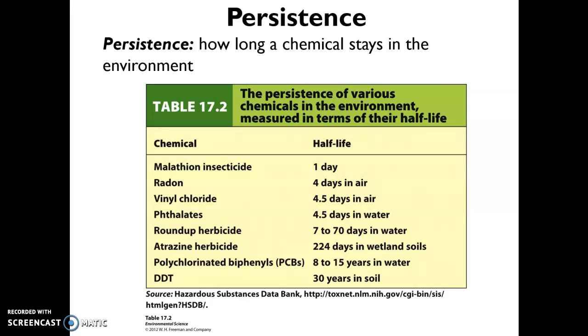When you move up to things like PCBs and DDT, which was shown in the last slide, that can be available in the soil or in water 8 to 15 years, and for DDT in the soil 30 years. Some other defoliants like Agent Orange that were applied in Vietnam in the 1970s also have a very, very long half-life of about 30 years.